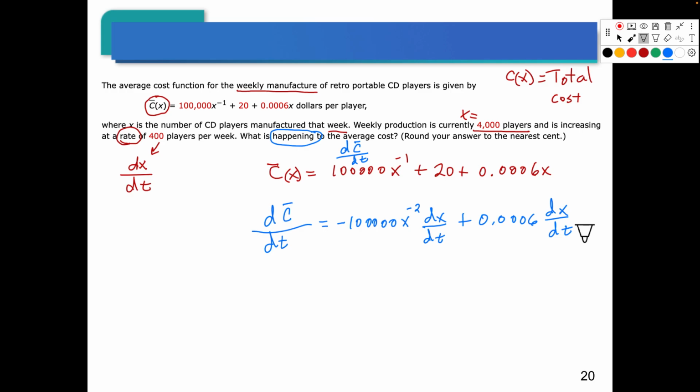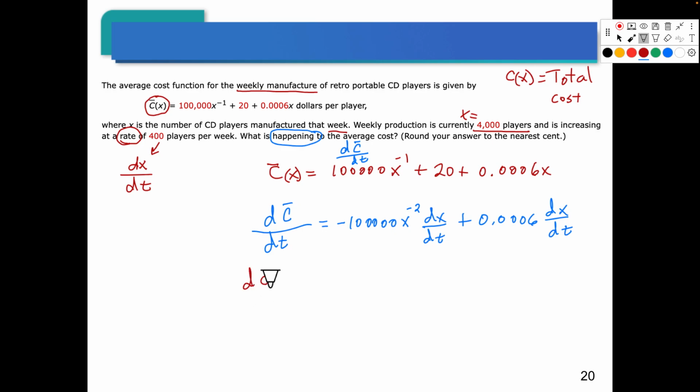Now, do we have everything we need? Well, we look up here, we're given that x equals 4,000, so we do have a value for x. And we're given a rate dx/dt. So yes, we have everything we need, and we've actually already got it solved for the derivative of the average cost. Okay, so let's go ahead and plug things in.